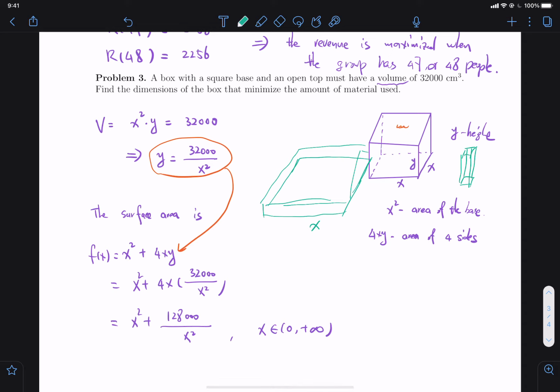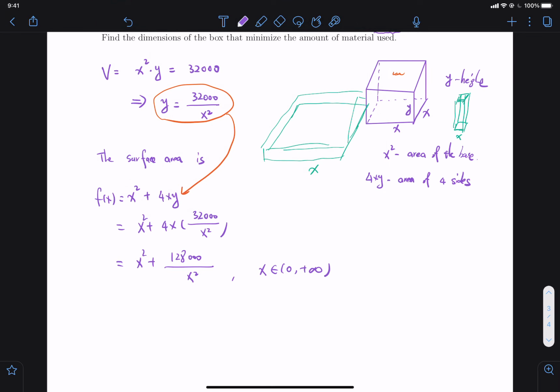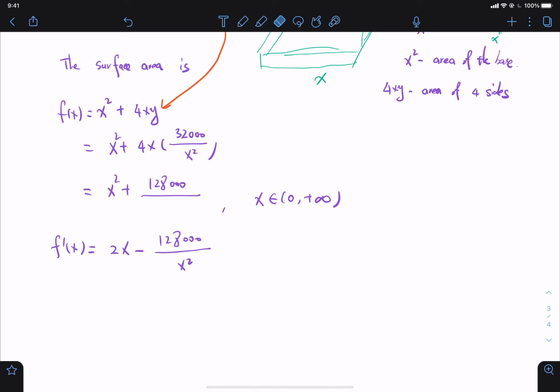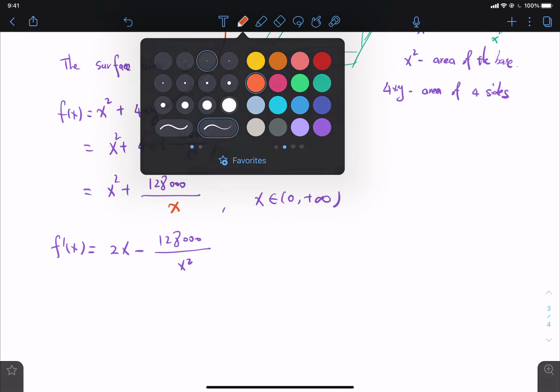Okay, so we're going to find the max or min value of this function. So now let's differentiate this function. Find its derivative f prime of x, which is equal to 2x minus 128,000 divided by x squared. And sorry, I made a mistake here. Here it should be x instead of x squared, because this square cancels with this x here. Okay, just a little typo.